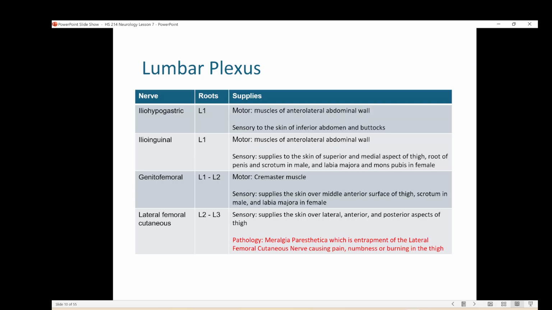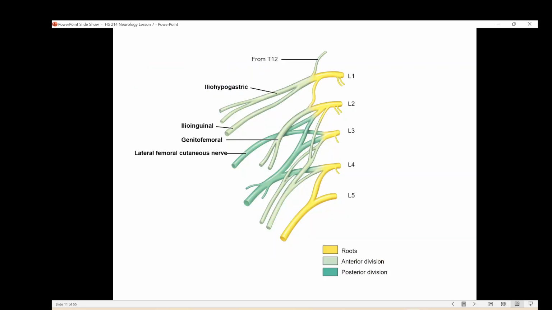Now, this nerve does have a pathology which is known as neuralgia paresthetica. This is an entrapment of the lateral femoral cutaneous nerve, and it causes pain, numbness, and burning in the distribution of the nerve, that anterior, lateral, and posterior aspect of the thigh. Sometimes even just wearing tight jeans, that type of thing can cause it. Pregnancy, there's a number of things that can cause neuralgia paresthetica. We'll talk about different nervous conditions later in the semester.